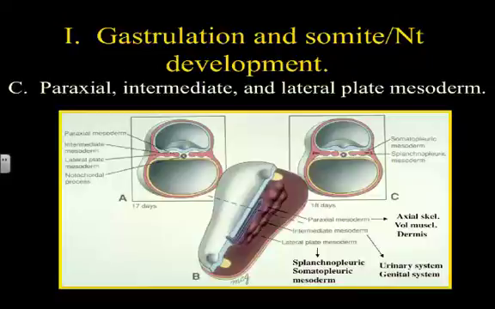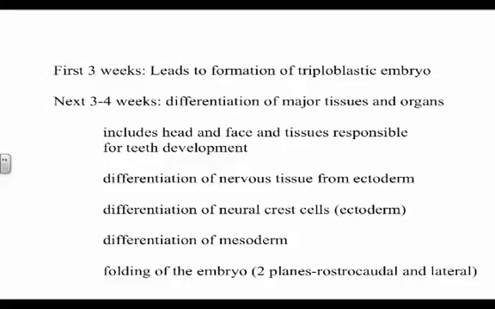Lateral plate mesoderm, so I put this down, will lead to other types of mesoderm here called splanchnopleuric, which I'll explain. Intermediate mesoderm leads to the urinary system and genital system. And paraxial mesoderm leads to the axial skeleton, the voluntary muscle, and the dermis. We'll explain what the rest are as we go through this.